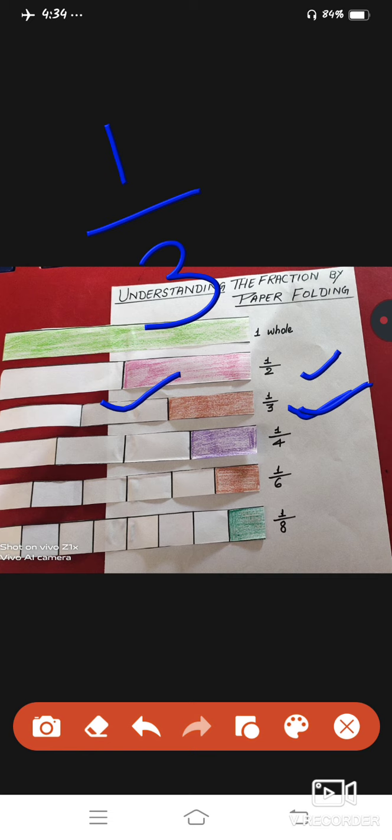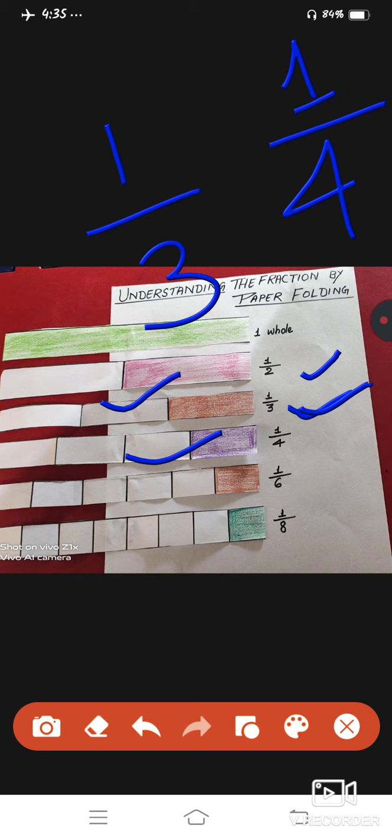Now let's take the next strip. We are going to fold this into 4 equal parts and shade one part like this. What fraction does this shaded part represent? Let's write down. Total number of equal parts is 4, and the number of shaded parts is 1. This is 1/4. So how many fourths make up a whole? Of course, 4/4 make up a whole.